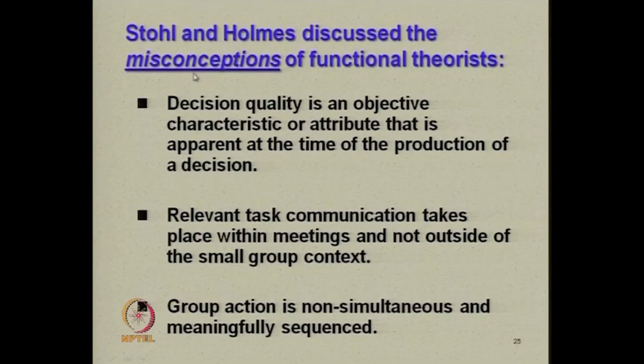Stoll and Holmes discussed the misconceptions of the functional theorists. They said that decision quality is an objective characteristic or attribute that is apparent at the time of the production of a decision. The problem with Stoll and Holmes is they are assuming a solution. If people are full of an objective characteristic, then the problem is solved, but it hasn't worked. The relevant task communication takes place within meetings and not outside the small group context.